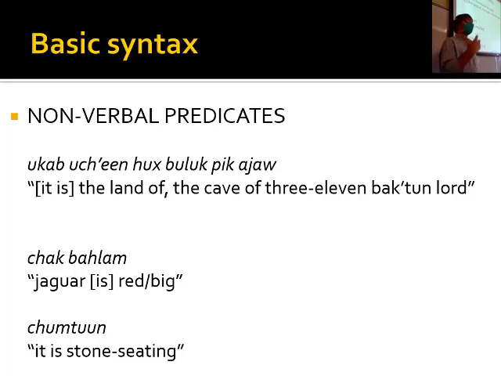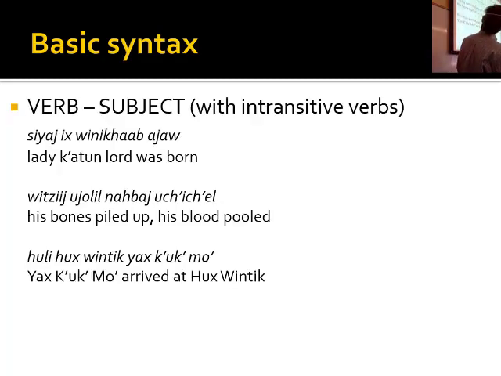Tag Bahlam, red jaguar, could be like a tag, but could also be a statement. Jaguar is red. And remember, in Mayan languages, the predicate, like a verb or non-verbal predicate, is always at the beginning of the sentence, kind of exactly the reverse of what you have in English. And then chumtun, stone sitting, could be like a caption to something, but it can also be a sentence. It is stone sitting. So that's something very important to remember. First, that the predicate is always up front. Jaguar is red. It is his land. And that a lot of these statements can be like tags, but they can also be sentences, depending on how we choose to interpret them.